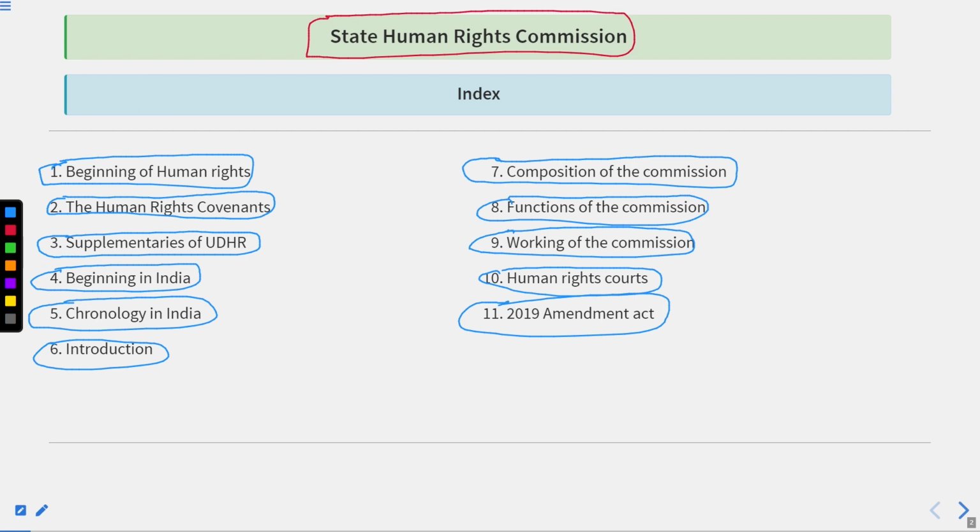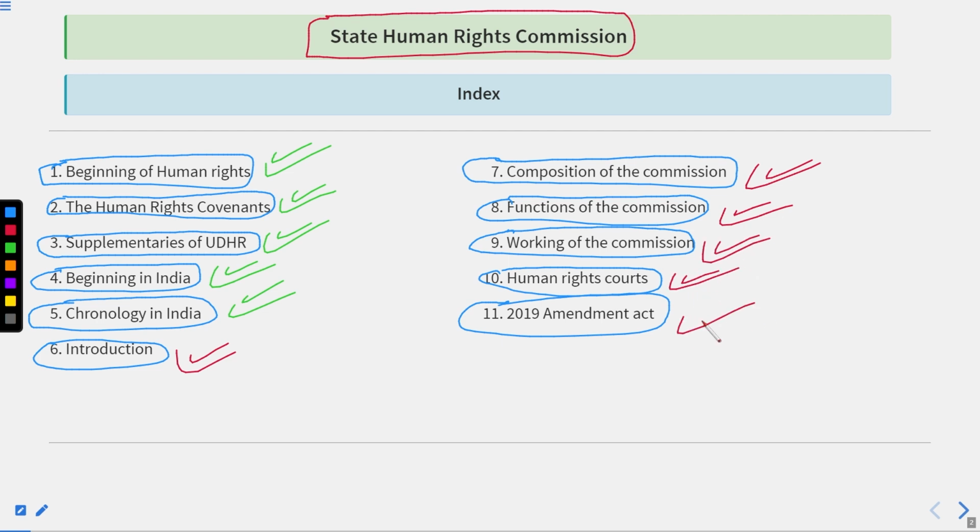If we talk about the topics that we have covered so far, basically we are done with the beginning of human rights, covenants, supplementaries of UDHR, beginning in India, chronology. Okay, these are the topics that we have covered. If we talk about the topics that we are left with, we are left with the introduction part, composition of the commission, functions of the commission, working of the commission, human rights code, 2019 amendment act. Okay, so this is the picture that we have created so far altogether.